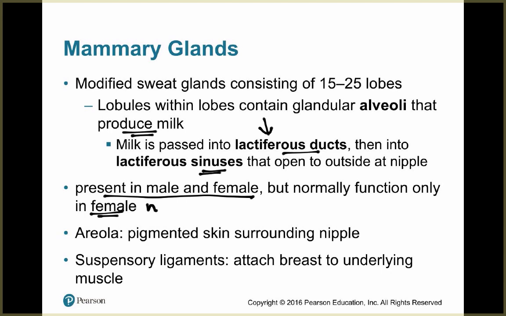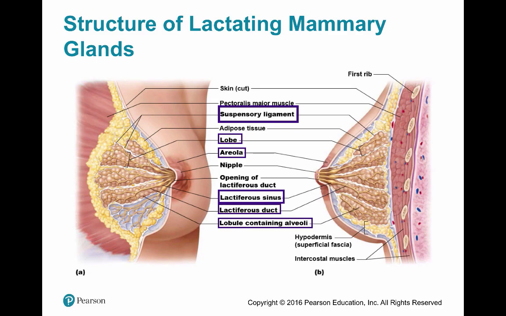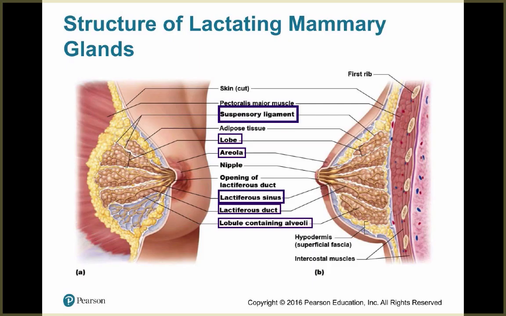Now, in the female, if they're non-nursing, these glandular structures are undeveloped. Now, around the nipple is the areola, and this is the pigmented skin that surrounds the nipple. And basically, you have suspensory ligaments that attach the breast to the underlying muscle to keep the mammary glands in place. So we can look at this really quick, right?